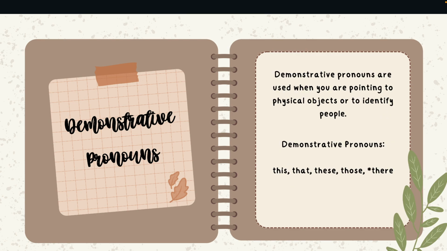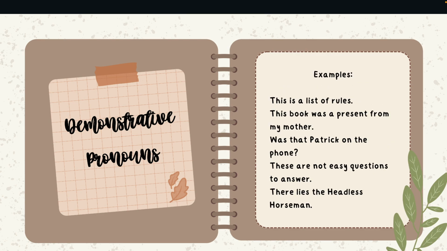With there, as you can see, we have an asterisk. With there, we can use that for pointing at a particular distance, and then we can also use that to refer to a place where a person is. In this case, with the last sentence, a place where the headless horseman was buried.